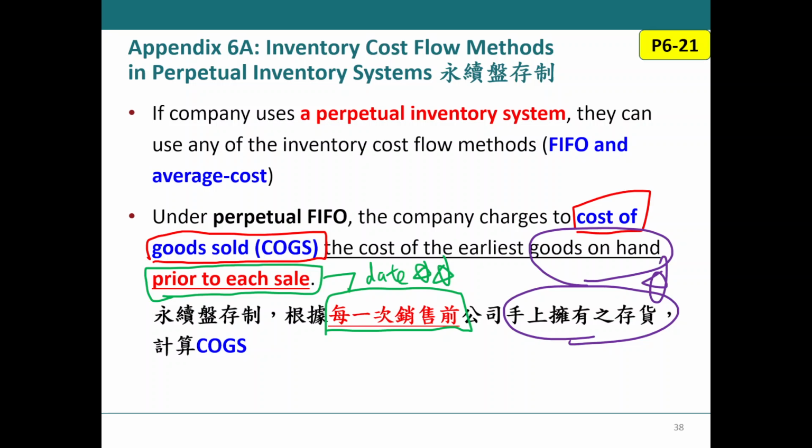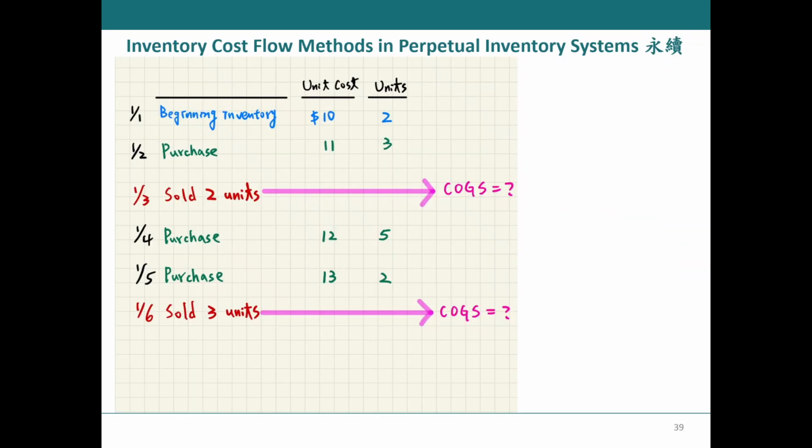Okay? So I use one simple case to let you understand how many inventory you still have before you sell it. Remember, perpetual 永续盘存制, hard worker. So what does it mean? Every time you sell the inventory, you have to compute cost of goods sold.